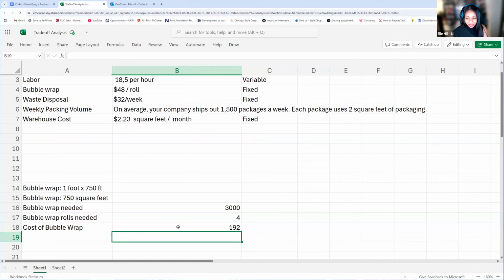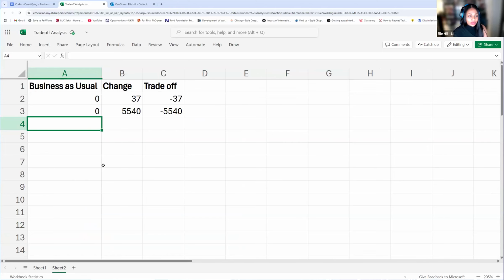So now that we know this cost for bubble wrap every week is going to be 192, let's do our trade-off. Currently, our business as usual, we are spending $192 on bubble wrap every single week. So that's going to go in our business as usual. This is a cost that we're normally seeing every single week.